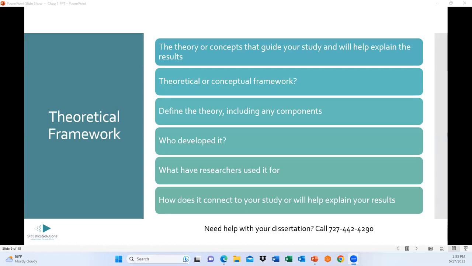So if you're studying, let's just say, how African-American women advance to upper executive positions in education or in companies or something, you would want to then, for your conceptual framework, probably use something like the concept of career advancement or career barriers or something like that. It's a concept taken from the literature that you're looking at. And everything is set up much the same way as a theoretical framework, except it's not a theory.